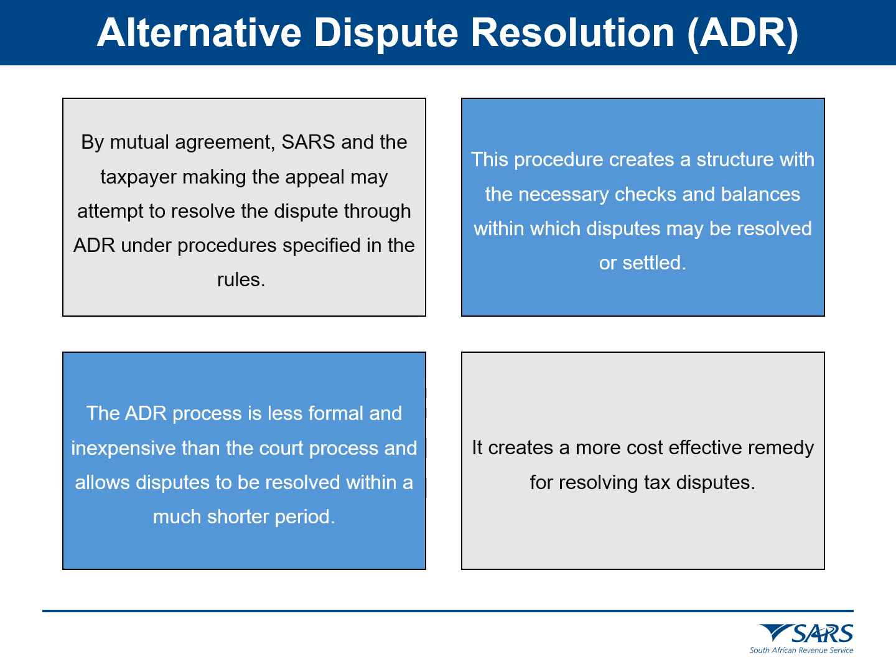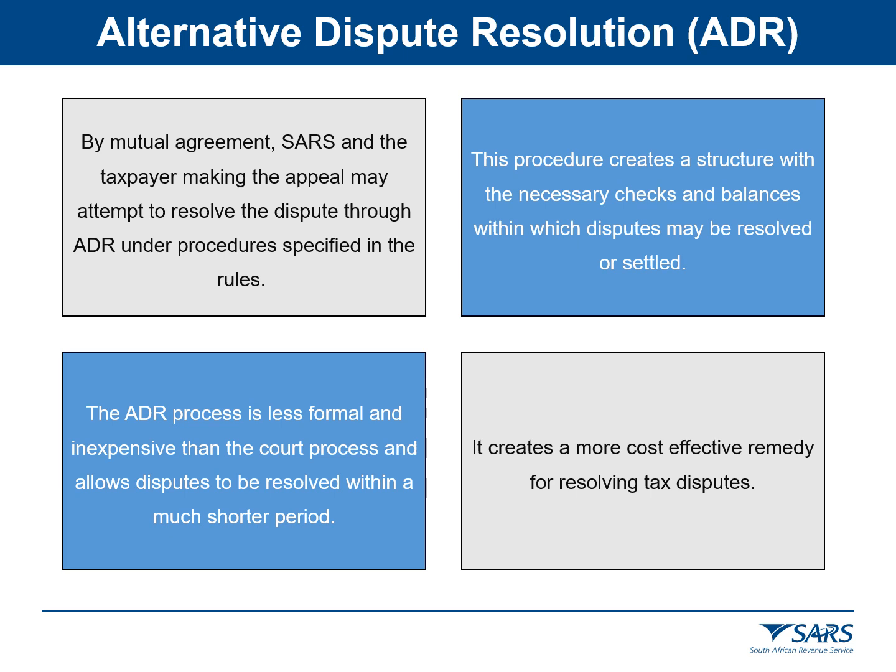The ADR process. By mutual agreement, SARS and the taxpayer making the appeal may attempt to resolve the dispute through an ADR process specified within the rules. The ADR process is less formal and less expensive than the tax court processes, and allows the dispute to be resolved within a much shorter time period.